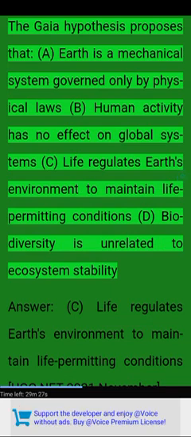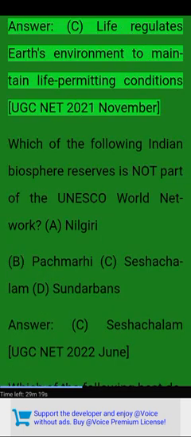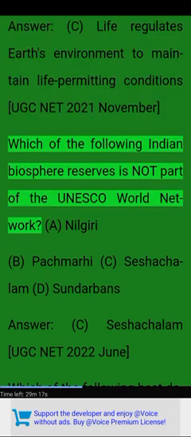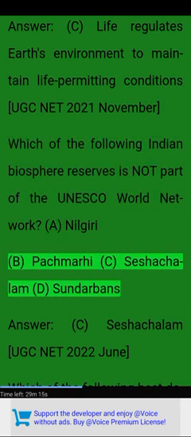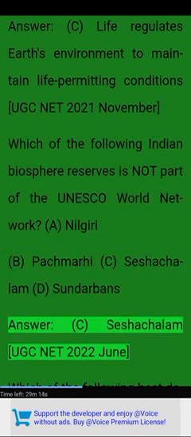The Gaia hypothesis proposes that A. Earth is a mechanical system governed only by physical laws. B. Human activity has no effect on global systems. C. Life regulates Earth's environment to maintain life-permitting conditions. D. Biodiversity is unrelated to ecosystem stability. Answer: C. Life regulates Earth's environment to maintain life-permitting conditions. UGC-NET 2021 November. Which of the following Indian biosphere reserves is not part of the UNESCO World Network? A. Nilgiri. B. Pachmarhi. C. Seshachalam. D. Sundarbans. Answer: C.